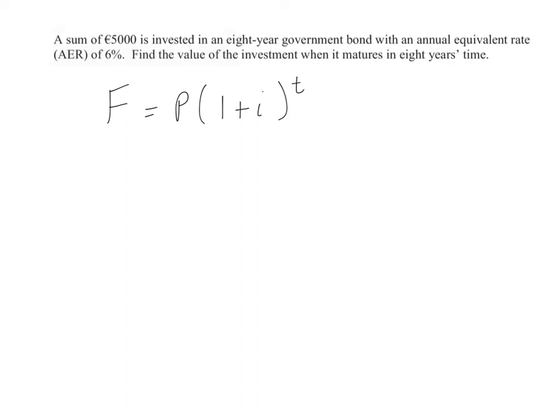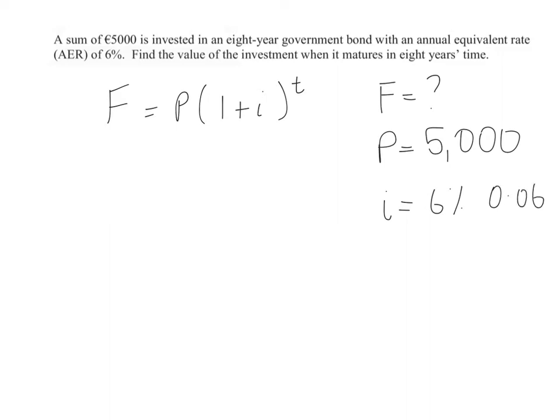Now let's find out what we have. Future value, we don't know. That's what we're looking for. Okay, P we know is going to be 5,000. It's the amount that they're investing straight away. I at this point is 6% or 0.06, whichever way you want to look at it. And T is 8 years. Okay, let's fill in our formula then.